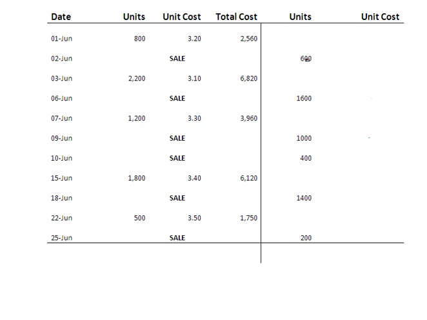Well, what was the first ones in? The first ones in on that date were those 800. So we sold 600 of those, leaving 200. So 600 times $3.20. And I have to do that calculation here. 600 times 320 is 1920. So the cost of goods sold for that sale was $1,920.